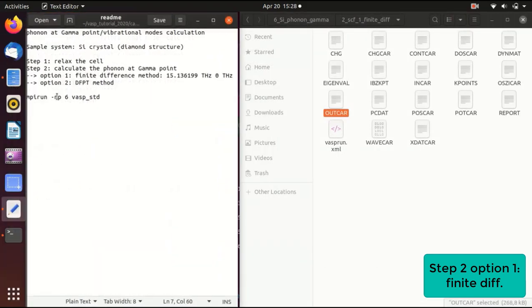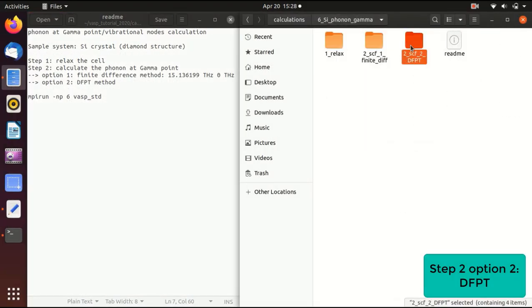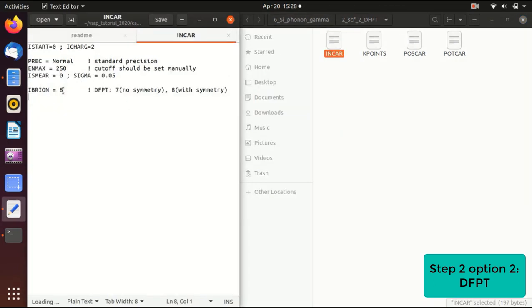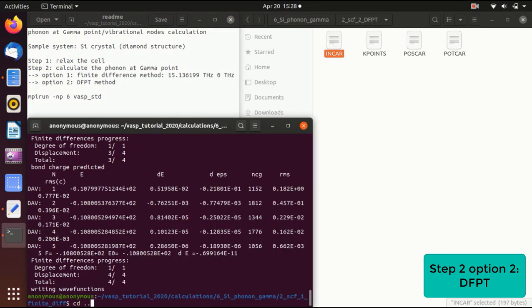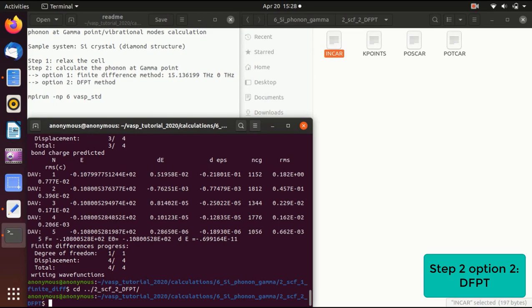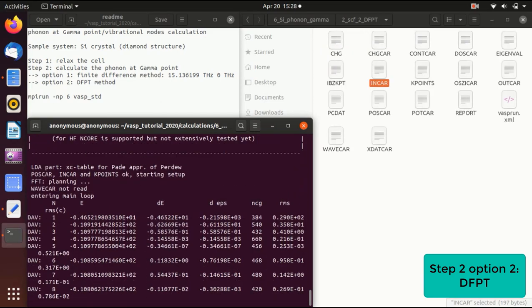Okay, and then we can try the second option, which is here. And everything else is the same except that we have to change the INCAR. We set IBRION equals 8. So for DFPT, you either set IBRION equals 7 or IBRION equals 8. So 8 means with symmetry, and the calculation would be simpler, and 7 is without symmetry. Okay, and then we can try the calculation. Go to the folder and run the code here.